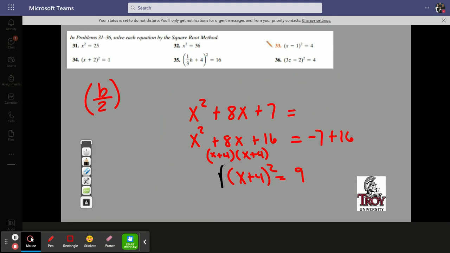And I've got x plus 4 equals plus or minus 3. Subtract that 4. And I've got 3 minus 4 and negative 3 minus 4. Gives me negative 1 or negative 7. Completing the square.